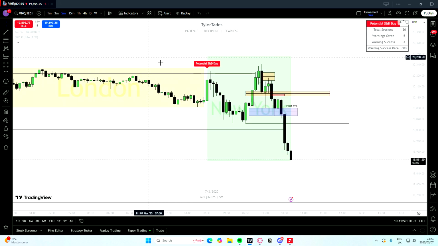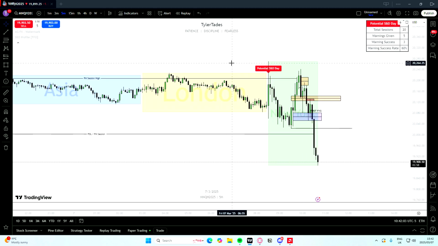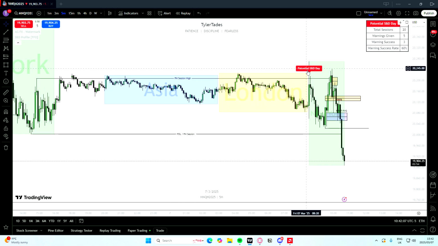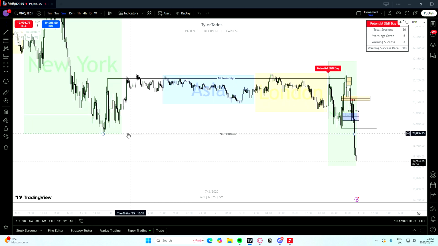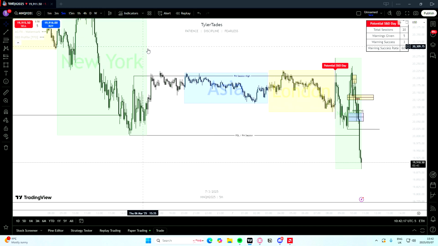So once we swept London, I figured we were going to go lower for the day, just following the basic seek and destroy, kind of bang, bang, bang, and all the way down. I thought we would target the previous day's New York PM session lows, which is what we ended up doing.